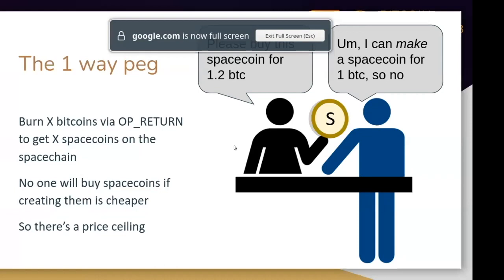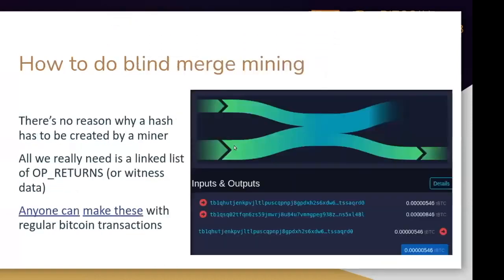So that's the one-way price peg. Now let's talk about how blind merge mining is actually done without a soft fork. Okay, so the way we do regular merge mining is that miners put text in a block. They take a hash and they put it into Bitcoin. Well, there's no reason that hash actually has to be created by a Bitcoin miner. Bitcoin has fields where anyone can add text to a block. So anyone can create an op return in Bitcoin.